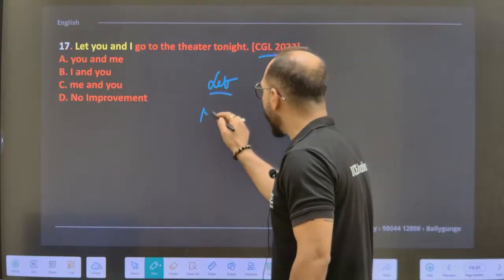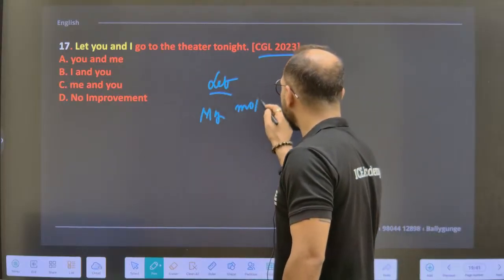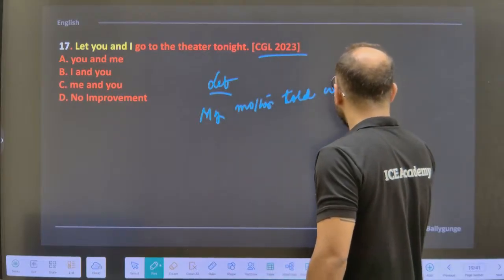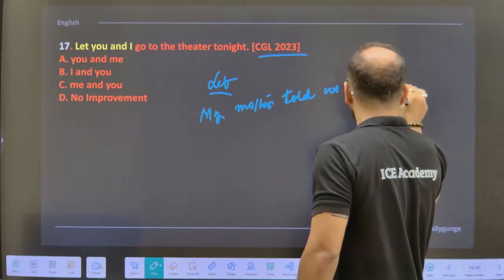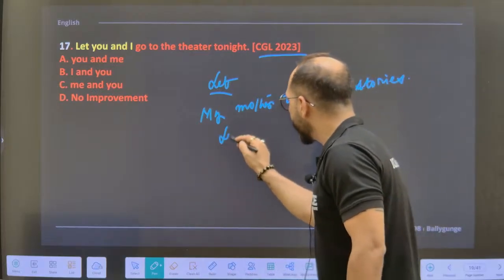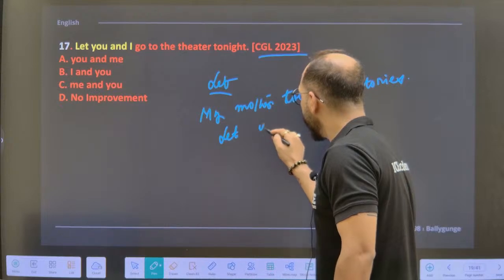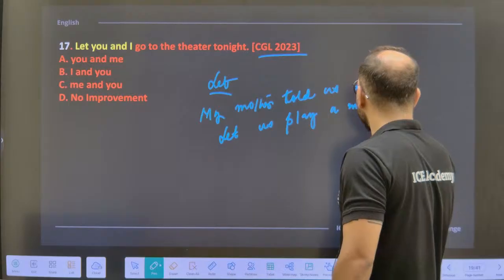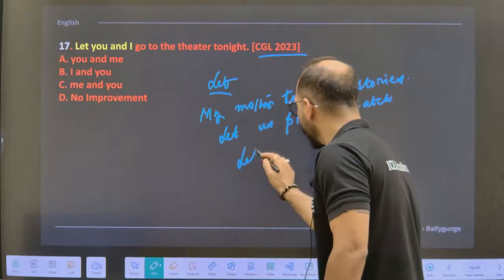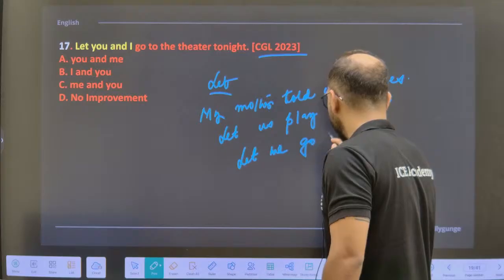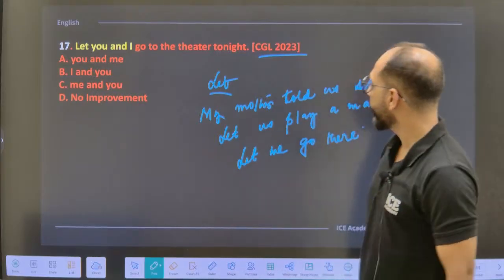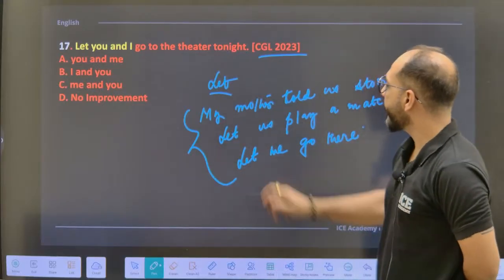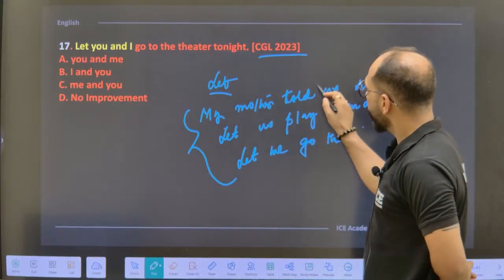আমি যদি বলি my mother told us stories, না আরেকটা ভালো এক্সাম্পল দিই, let us play a match, or let me go there. দেখো I have written 3 sentences here. First sentence, my mother told us stories.